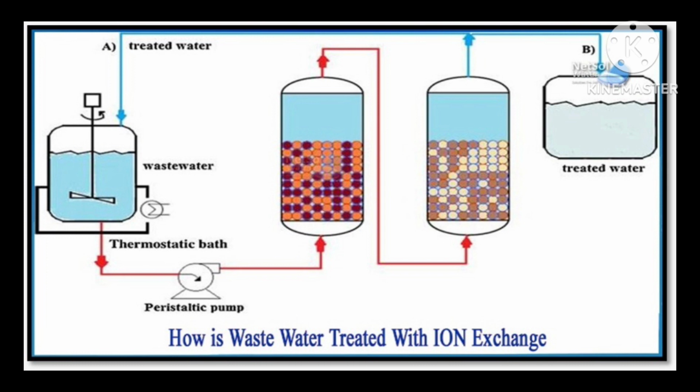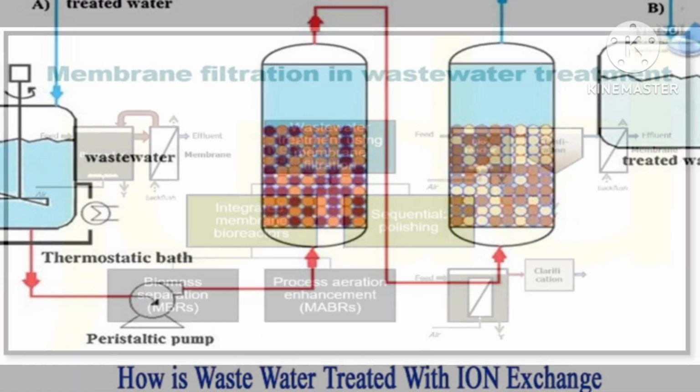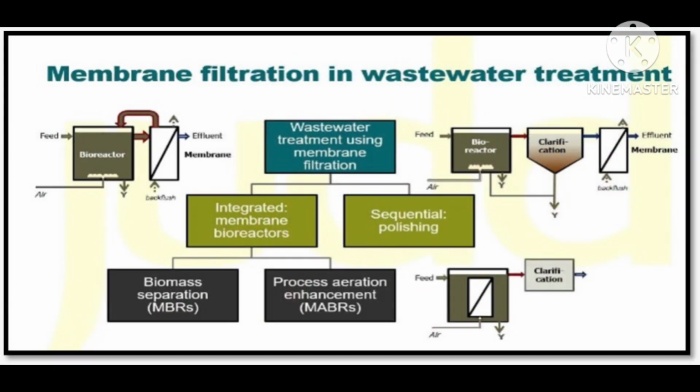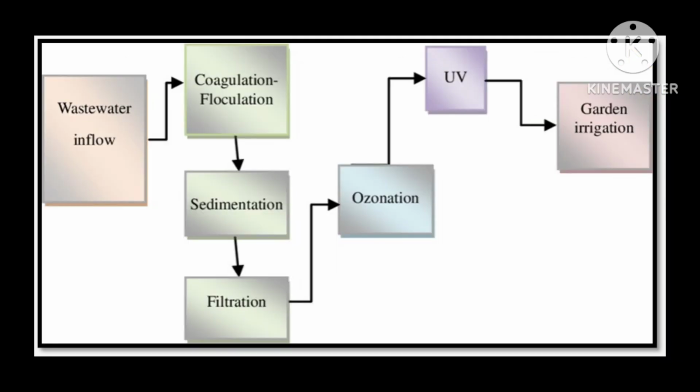Fourthly, this is diagram 5 which shows a process of ion exchange. This is a process where ions in the water are exchanged with ions in the resin. Ion exchange is often used for softening water and removing heavy metals. As you can see in diagram 6, this is membrane filtration. Membrane filtration is a process where water is passed through a membrane that removes impurities. Membrane filtration can be used for both microfiltration and ultrafiltration.